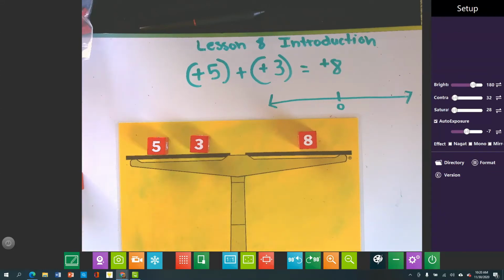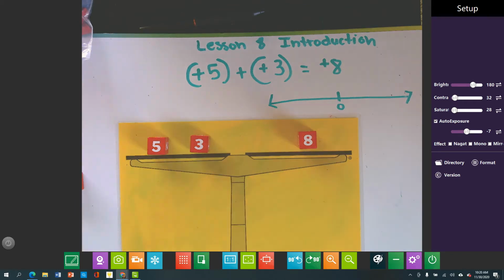This is Lesson 8, Introduction to Addition of Integers. In Lessons 8 through 11, we will be considering equations that involve working with both red number cubes, representing positive constants, and green number cubes, representing negative constants. So let me go ahead and show you what I mean. And if you've done the integer soup lesson, this will be a lot easier for you to understand.